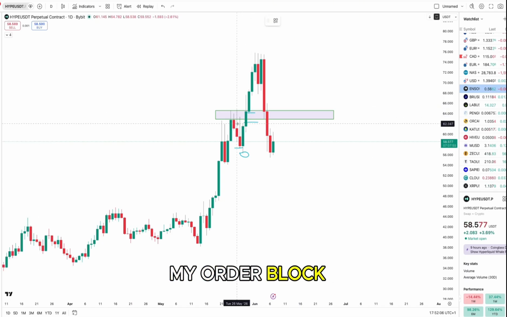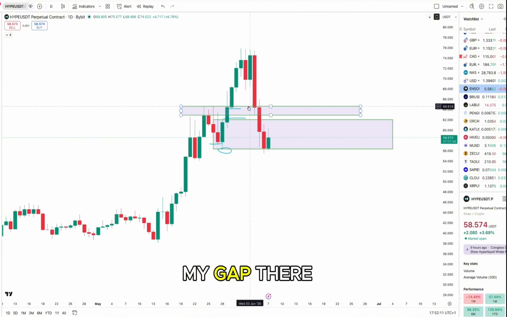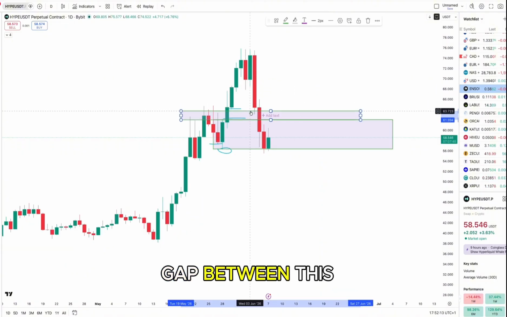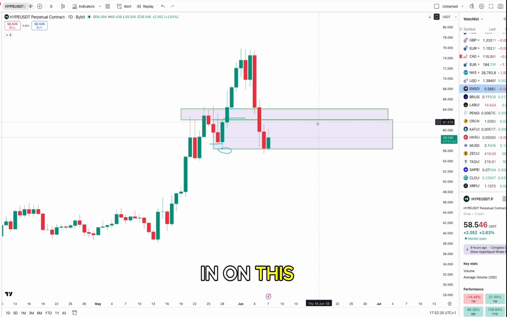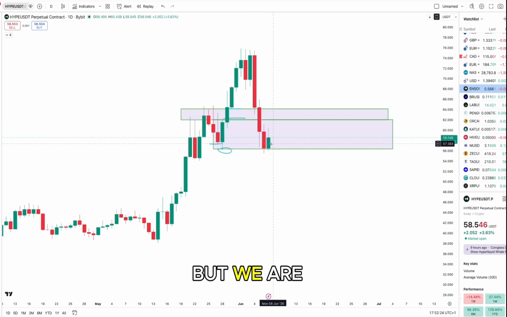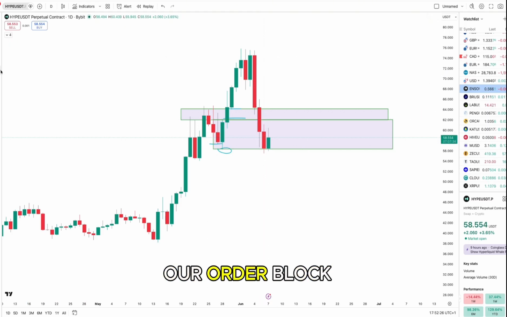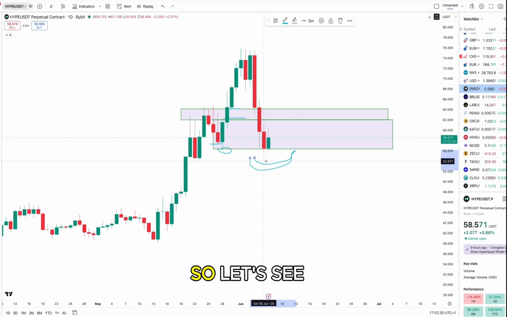So I have my other block to be at this zone. So I have my gap. There is also a gap between this area. So market is expected to tap in on this or this. But currently, market didn't respect this, it didn't respect this. But we are still closer to our other block, which can be a liquidity sweep at this zone. So let's see if this will hold or not.